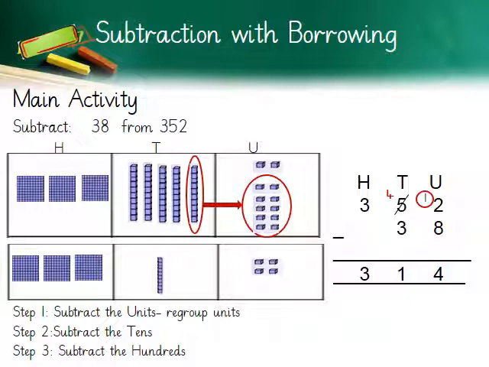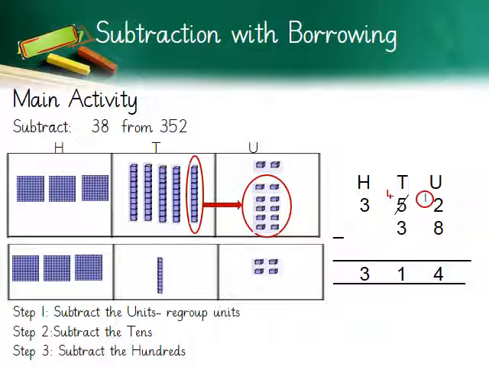Well, children, let's start with subtraction with borrowing. The given question is subtract 38 from 352. The given values have been shown in a place value chart as well as in the form of a number sum. The steps of subtraction will remain the same. First subtract the units, then the tens and then the hundreds. But over here you need to take care of one thing, that the number at the top needs to be bigger as compared to the number underneath.